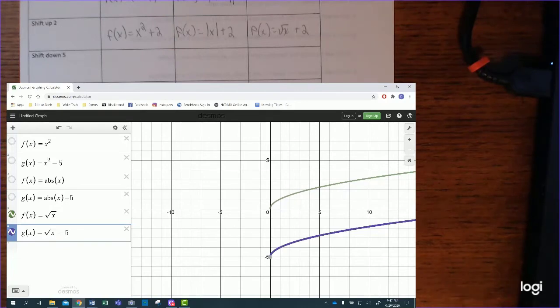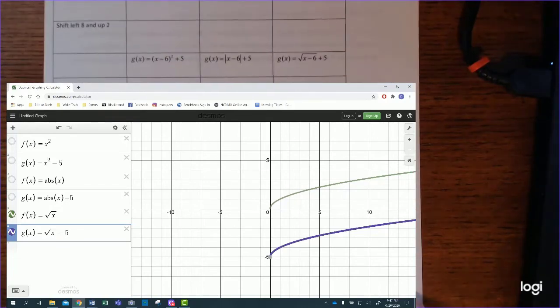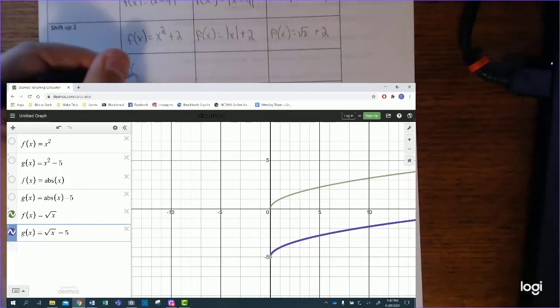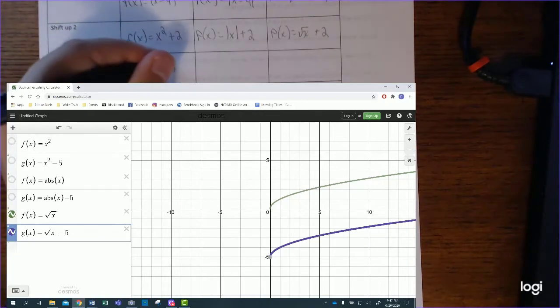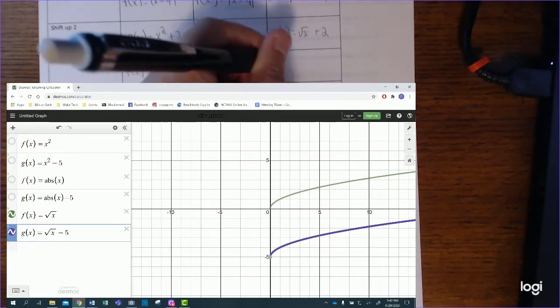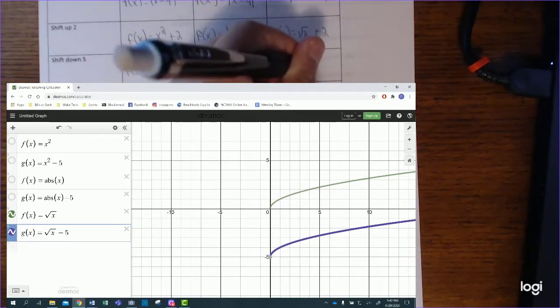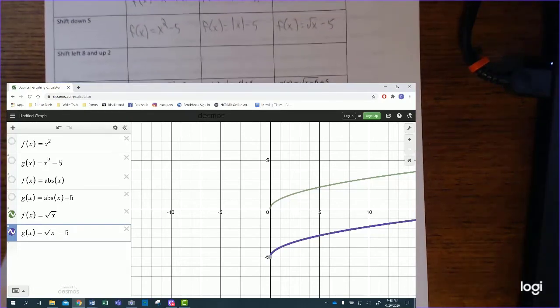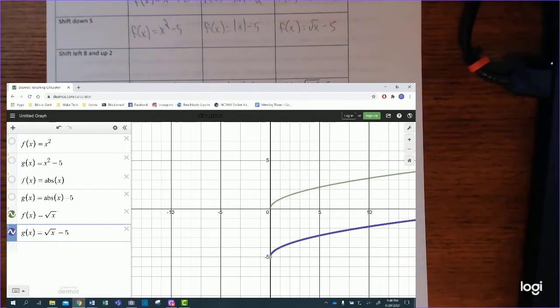Okay, so definitely want you to do this one. See if you can get these functions to shift left 8 and up 2. So you can do 2 transformations at the same time.